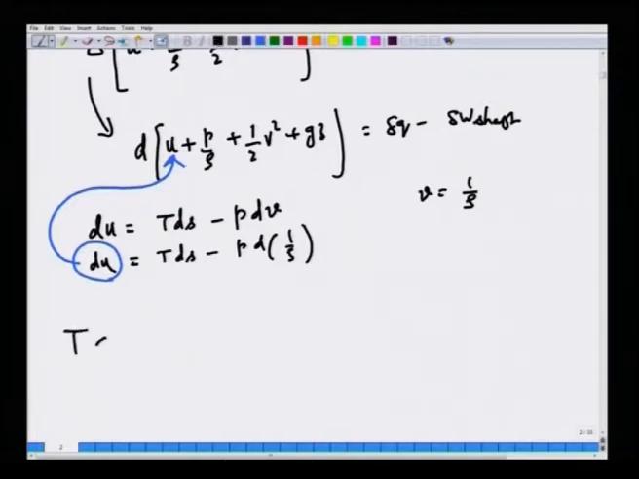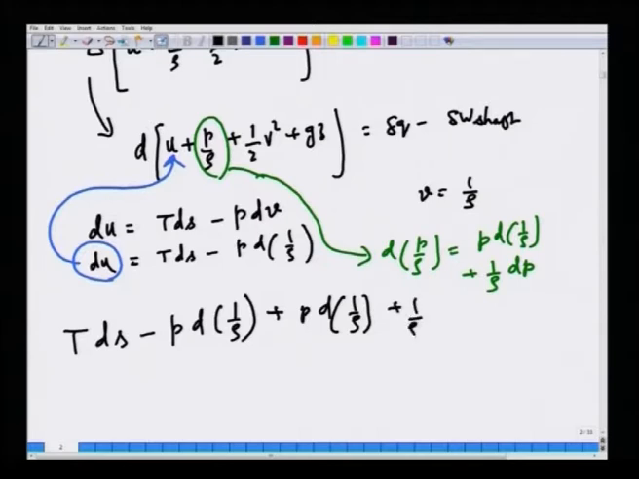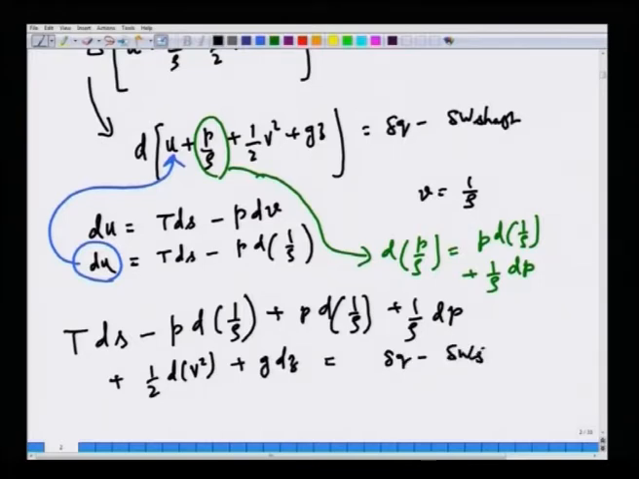So, instead of du I will get T ds minus P d 1 over rho. But d of P over rho will give me P d 1 over rho plus 1 over rho dp. So, I am going to write this as plus P d 1 over rho plus 1 over rho dp plus half dV squared plus g dz is del q minus del w shaft.